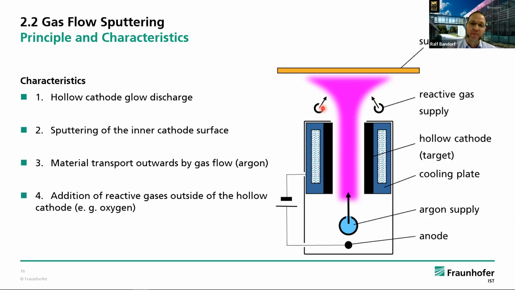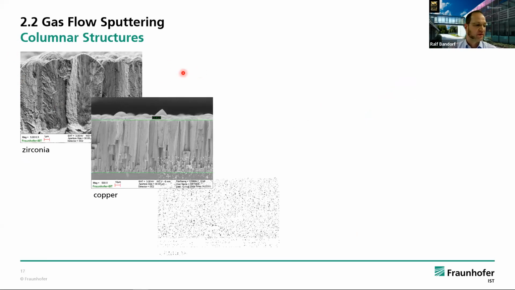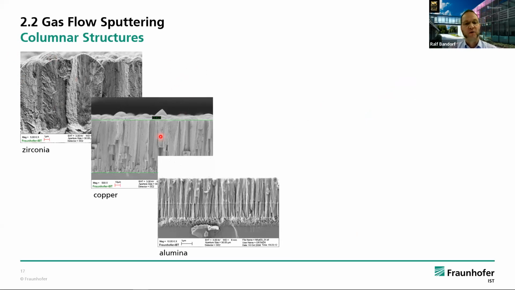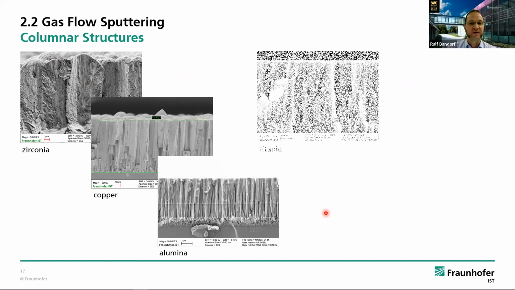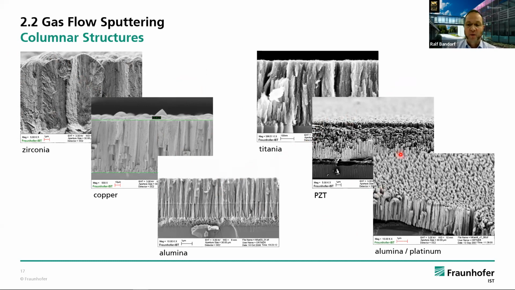Of course, you have the temperature, you have biasing, you can attach an additional voltage to the substrate to define the morphology of your growing films. So some examples for films of columnar structure, you can find going to finer and finer columns in that area of different elements: zirconia, copper, alumina, titania, PZT, or even highly porous materials, which you can use as catalysts or for gas sensing, for example.